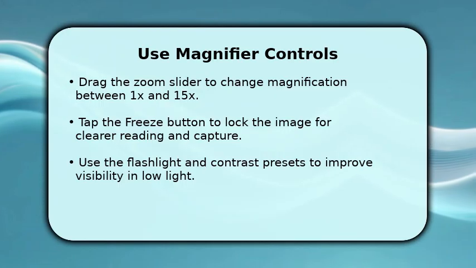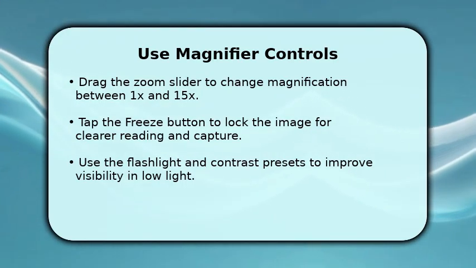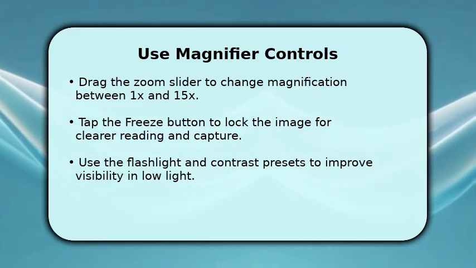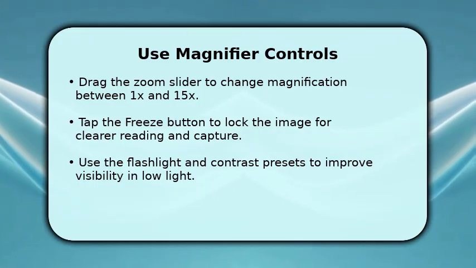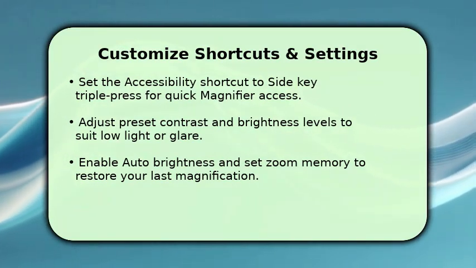Use the flashlight toggle to brighten dim subjects and select a contrast preset to make text sharper. Pinch or spread with 2 fingers to fine-tune zoom and positioning for comfortable viewing. Open the magnifier settings to customize controls and shortcuts for faster use.